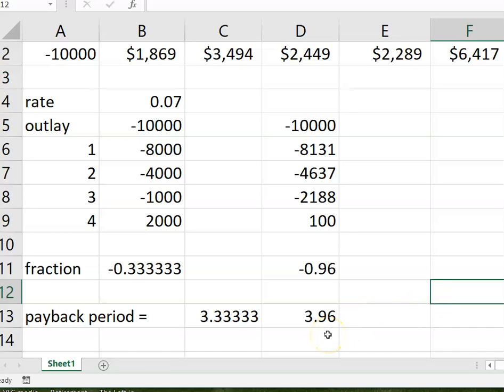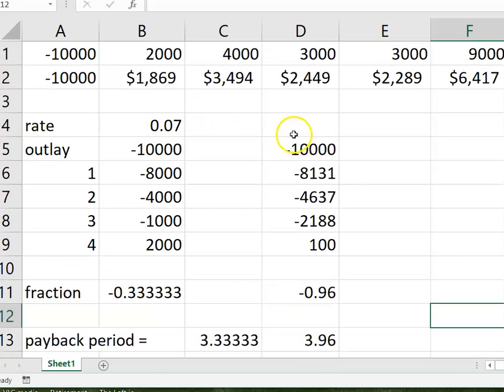All right. To kind of summarize, I take the discounted values for each of these numbers, and I calculate the payback period exactly the same way, and probably with the same mistakes.